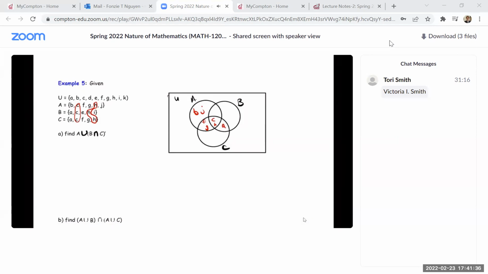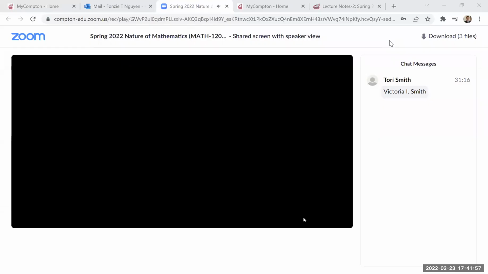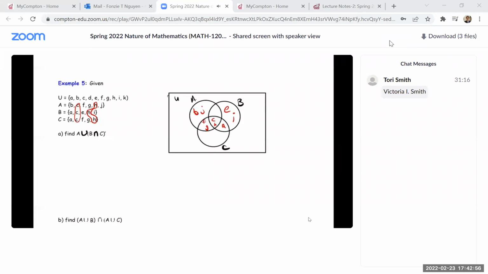And then in the universal set, does anything go in the universal set? A is done, B is there, C is there. It should be D, but the screen is not connected. So let me look at the universal set. I see D is missing, so D needs to go here. What about E? E is there, F is there, G is there, H, I, J, and K. K is missing. So we just have two in the universal set. All right, now we can do this problem.